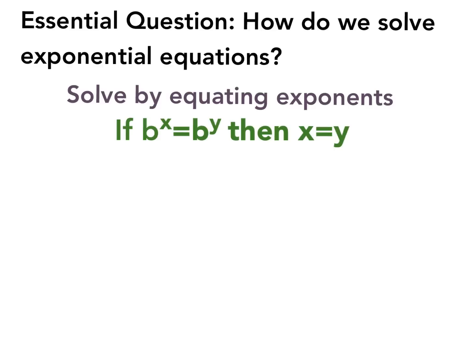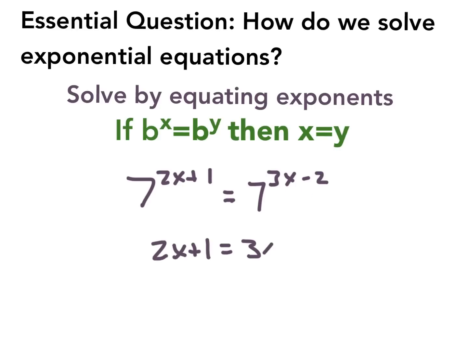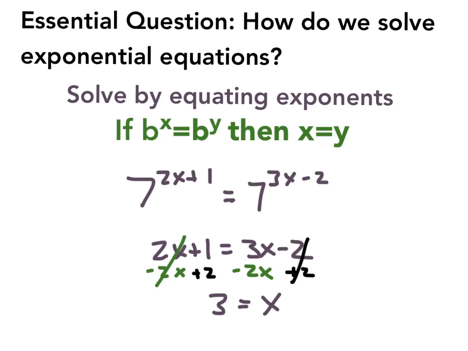Alright, the very first way that we're going to do is solve by equating exponents. So the rule is if b to the x equals b to the y, well then these exponents must be equal to each other. A real quick example of that would be if we had 7 to the 2x plus 1 equal to 7 to the 3x minus 2. Well, because these are both base 7, then I know that these exponents must be equal to each other. 2x plus 1 equals 3x minus 2. And from here I can just go about my normal solving. And I would get x equals 3.